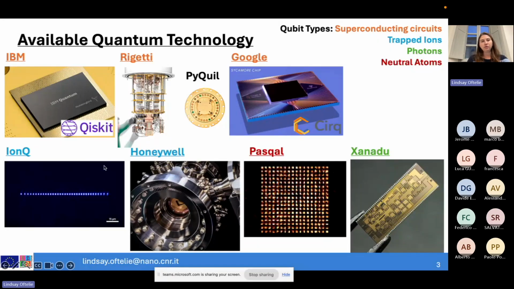Companies like IonQ and Honeywell base their quantum computers off of trapped ions. Companies like Pasqal use neutral atoms for their qubits, and companies like Xanadu use photons for their quantum computers. Each of these has different pros and cons, and at this point it's unclear who's going to come out ahead.